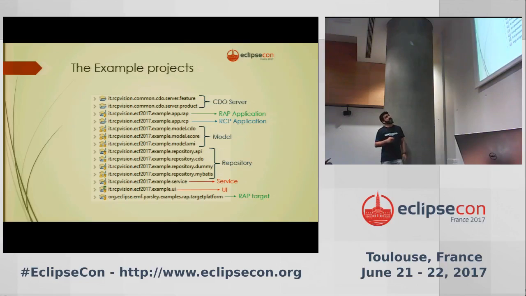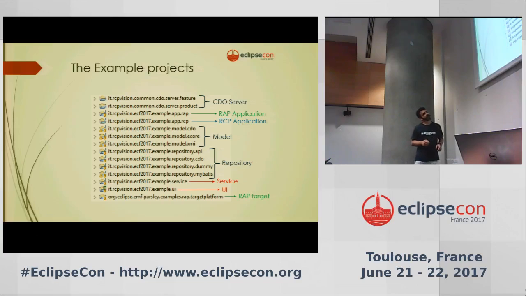Then we have the two applications, one for RAP and one for SCP. They are simple, empty applications without any implementation. Then the model with the 3 plugins, the coherent CDO and XMI. Then we have 4 plugins for the repository, 1 for APIs and 3 for the implementations. And then the UI example and the service layer that are common for all the others, so single sourcing for the logic and the control logic.